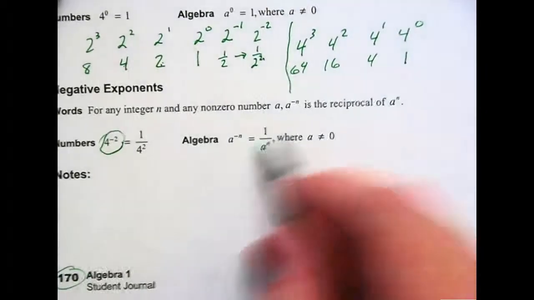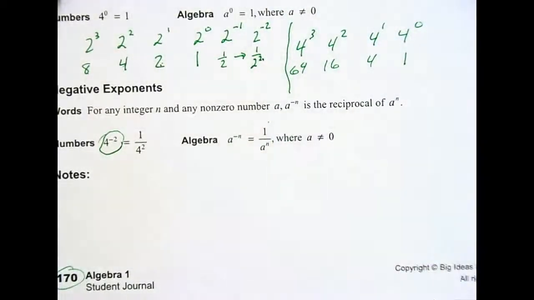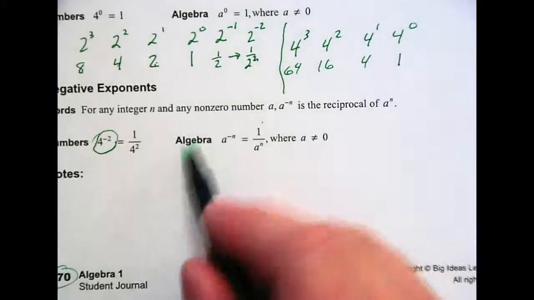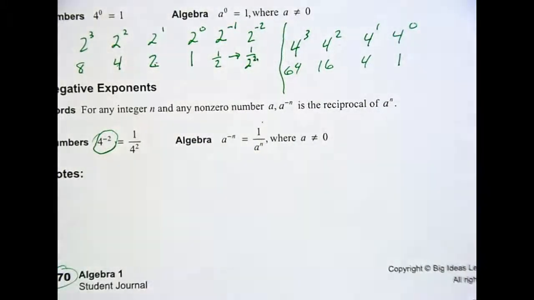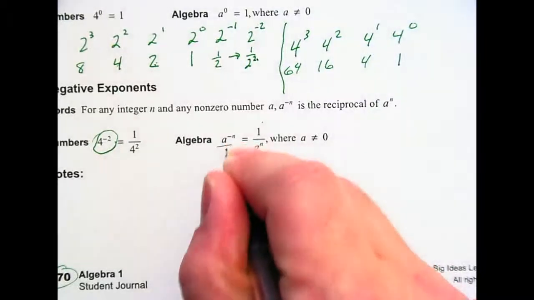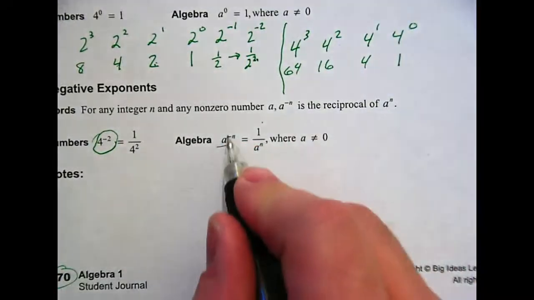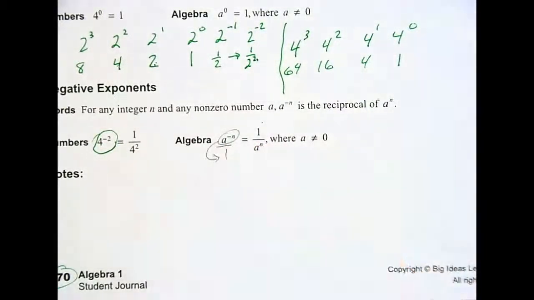A to the negative n is 1 over a to the n. So it's just whatever power you have, it becomes a fraction. You kind of got to think of this part as a fraction to begin with, and just say, well, it's a negative exponent. I just move it to the other side of the fraction, and it becomes positive then. That's what's happening.